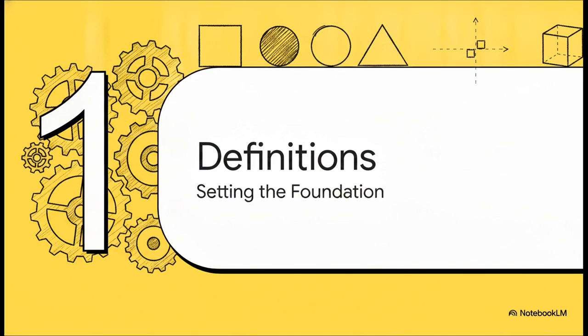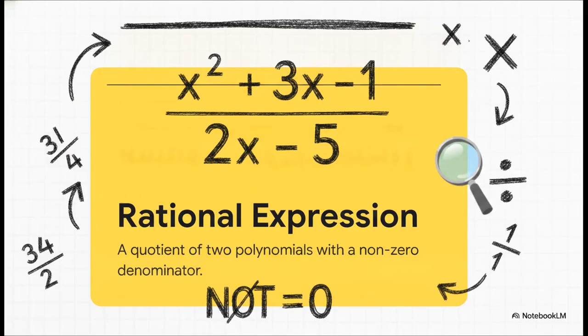Section 1. Definitions. Setting the foundation. So, to manipulate these expressions safely, we first have to know exactly what they are. A rational expression is simply a quotient, or a fraction, made up of two polynomials. That's really it. It's just a fraction where the numerator and the denominator have algebraic variables in them. If you know how to work with basic fractions like 3/4 or 1/2, you already possess the fundamental logic needed for this. The only difference is that now we've got variables in the mix.